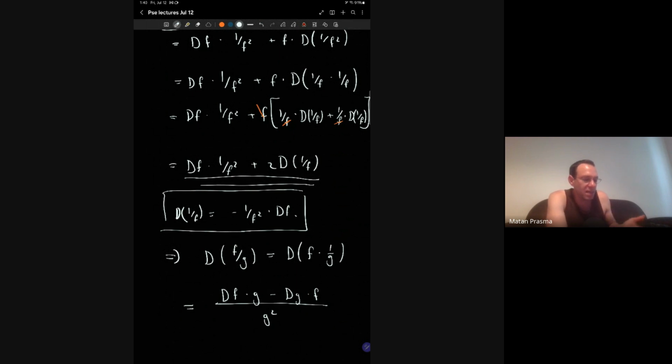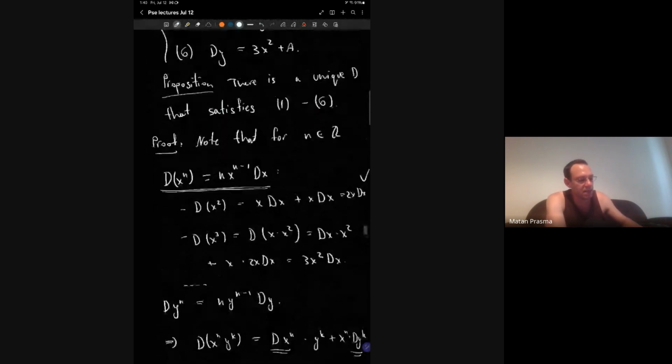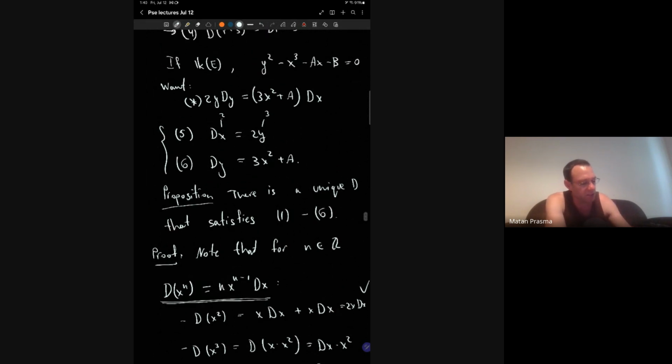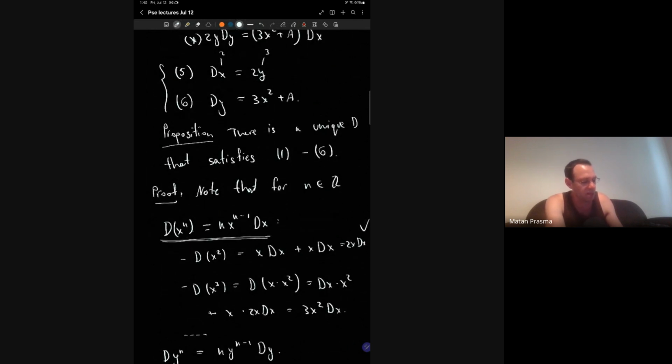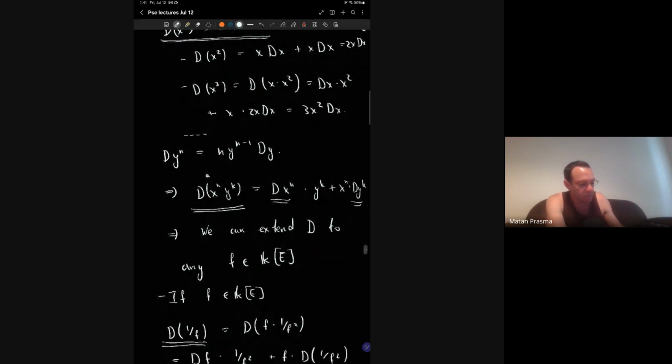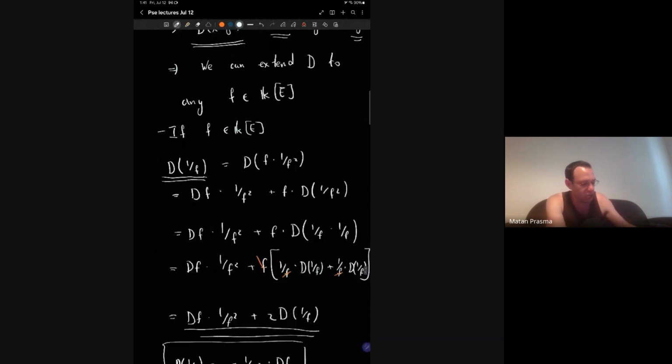And once I did this, I am done, because I know by axiom 5 and axiom 6 what must be d of x and d of y. And then from the rest of the axioms, I conclude what must be d of a polynomial. I mean, d of x to the n, y to the k. You can push a coefficient here, like a times x to the n, y to the k. That's not a problem. And then you can extend it to a polynomial, and eventually to a quotient of polynomials.